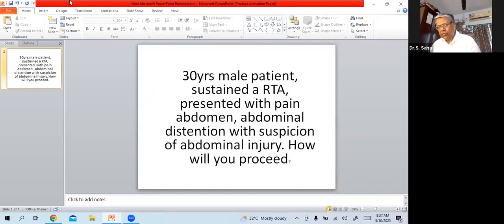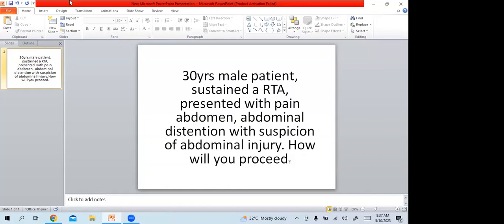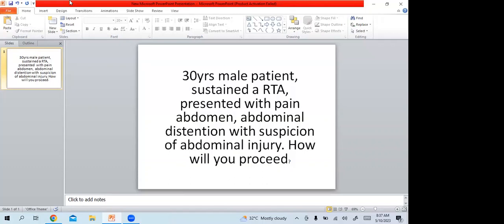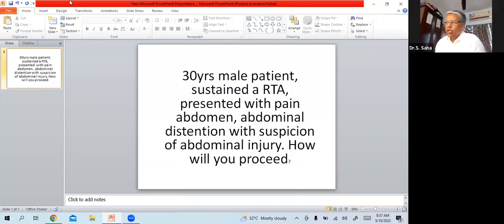Of course, in certain cases, these things will be corroborated with lab reports. For example, there will be a fall in the hemoglobin and an increased count. So in certain cases, you may have to repeat the CT scan. Let us not forget that. So these things will tell you that you will now have to consider operative intervention.